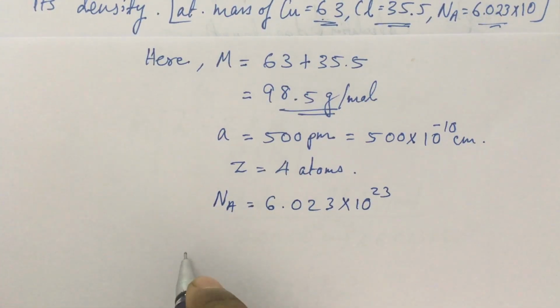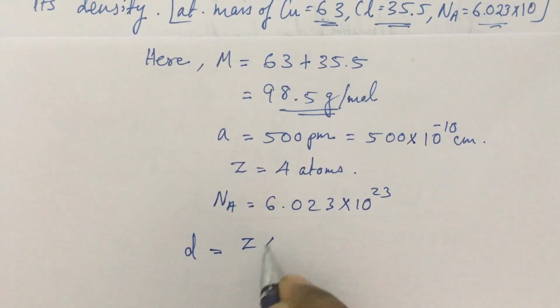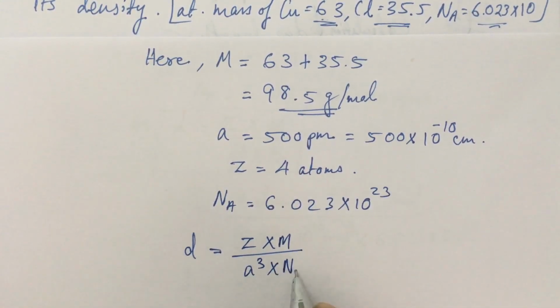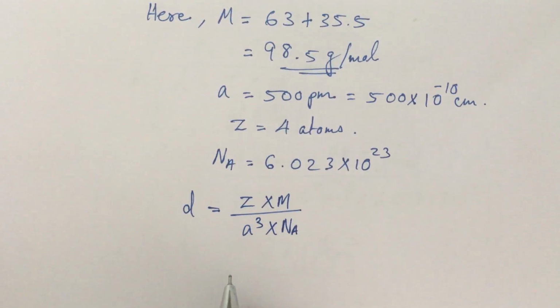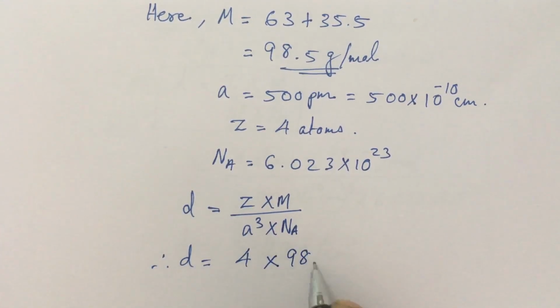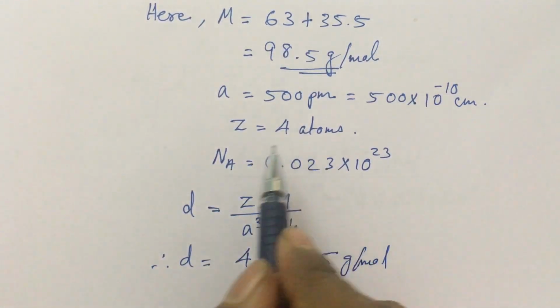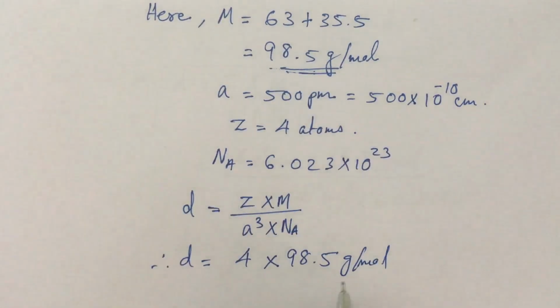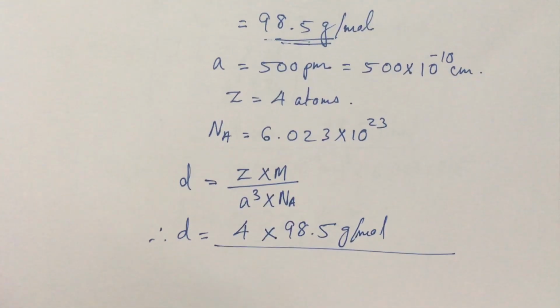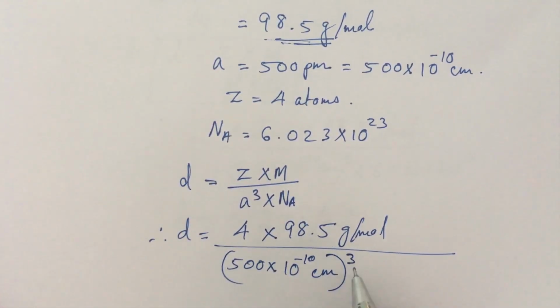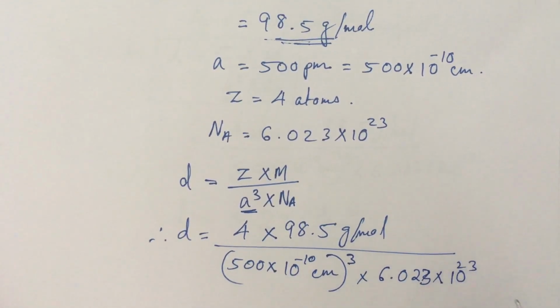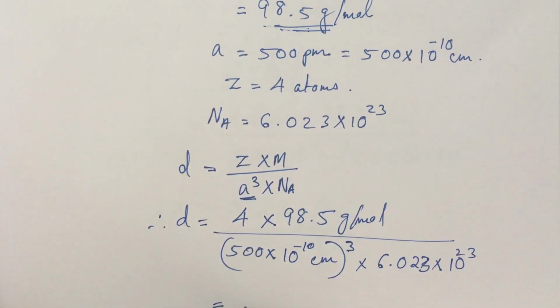So by using the formula, you know what the formula is? D is equal to Z into M divided by A cube into Na, or Na into A cube. It's no problem. So by putting the values in the formula, D is equal to 4 atoms into 98.5 gram per mole, which is our molecular mass, divided by 500 into 10 raised to minus 10 centimeter the whole raised to 3, because it is A cube, into 6.023 into 10 raised to 23, correct? So altogether it comes D is equal to 5.23 gram per cubic centimeter.